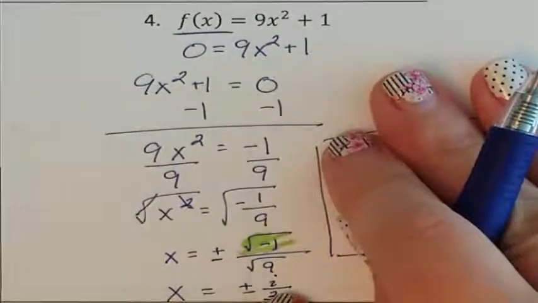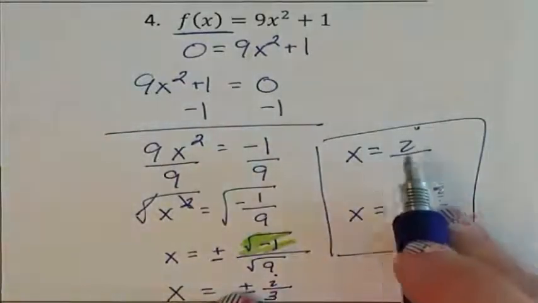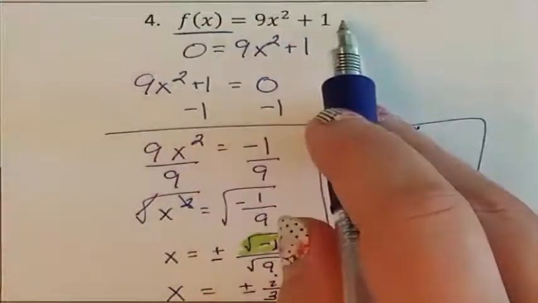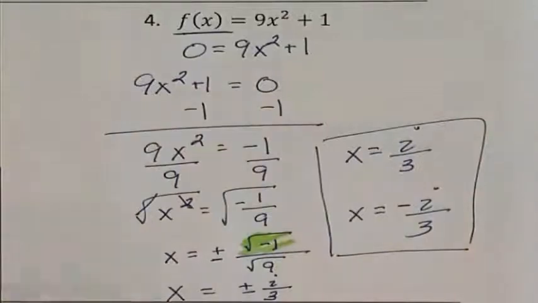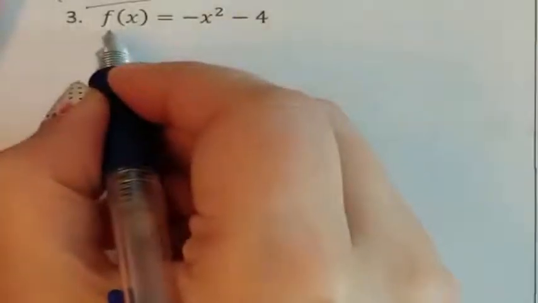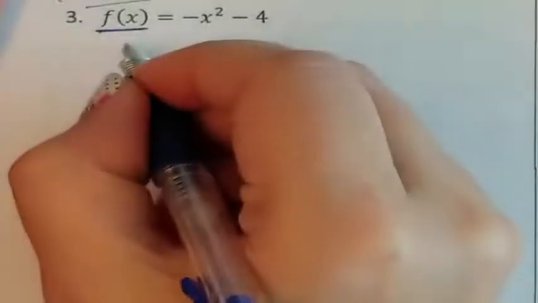So I have 2 answers. I have the positive i over 3, and I have the negative i over 3. So this function does cross the x-axis twice. It crosses at these 2 values. Problem number 3. We're being asked to find the zeros. If we're finding the zeros, that means this answer is a 0.